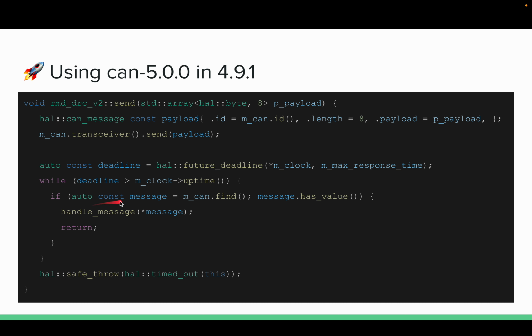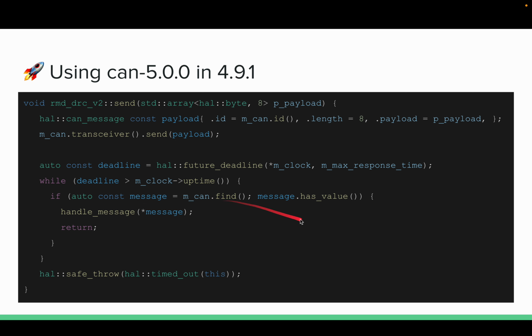So if auto const message, basically what we're going to do is call mcan find. What find does is it checks the transceiver's cursor to see if it's moved, relative to its previous cursor that it's seen. If the cursor has moved ahead, it'll check all the entries from the point it's at up to the cursor head, to see if there are any messages that fit the mcan ID.